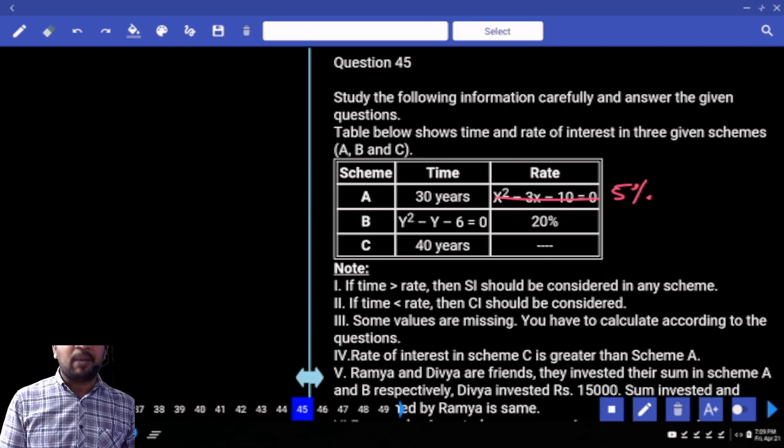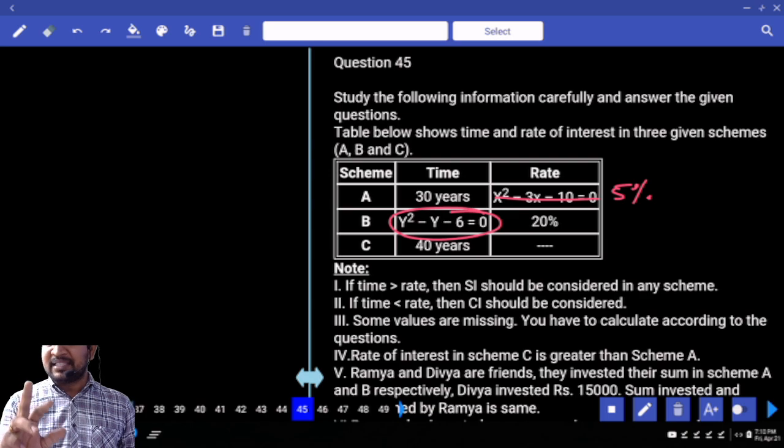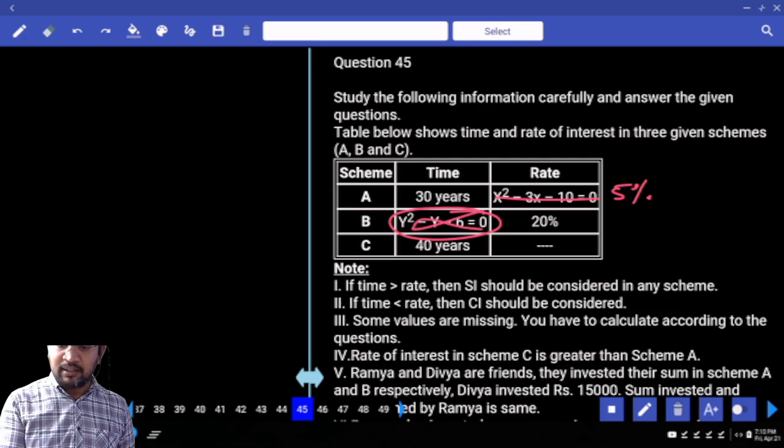Next, y square minus y minus 6. Then what are the roots? Minus 3 and plus 2, so minus 3 becomes plus 3, plus 2 becomes minus 2. Minus 2 is not possible. You are going to take 3. This is what? 3.